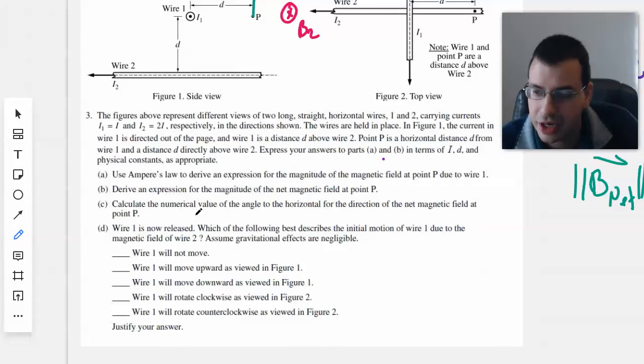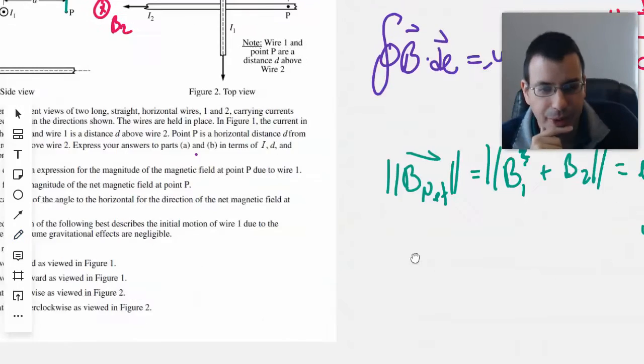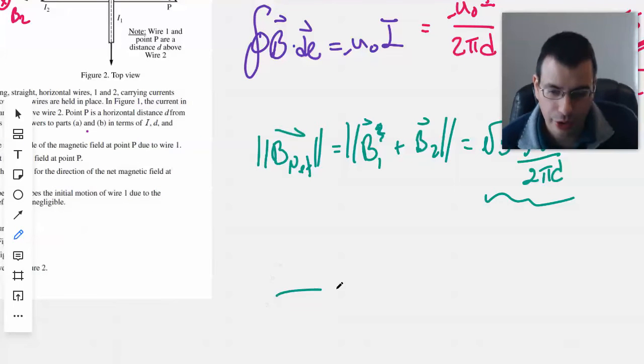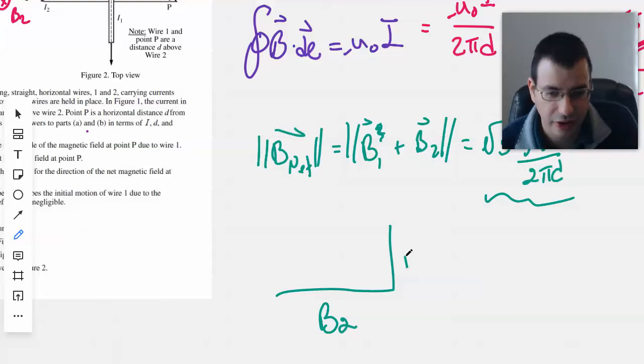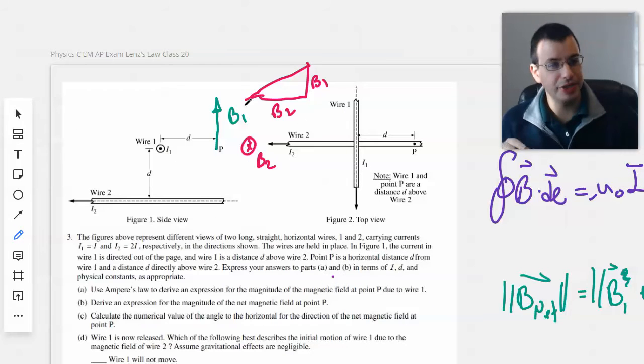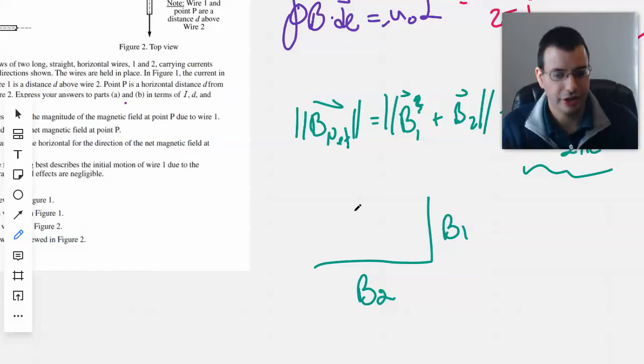Derive an expression, calculate the numerical value of the angle to the horizontal for the direction of the magnetic field at point P. Okay, so the magnetic field looks kind of like this. B1 is going up, but B2 is along the horizontal. So when I draw the triangle, it's going to look like this.